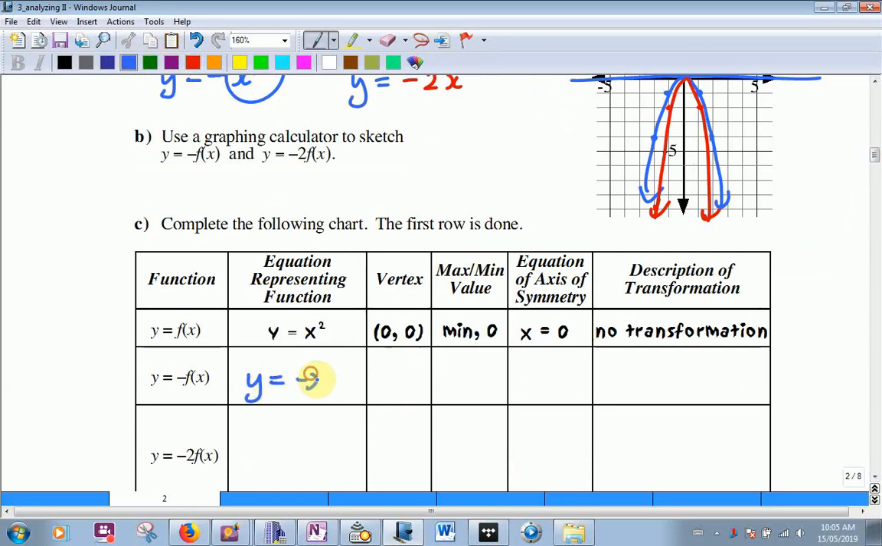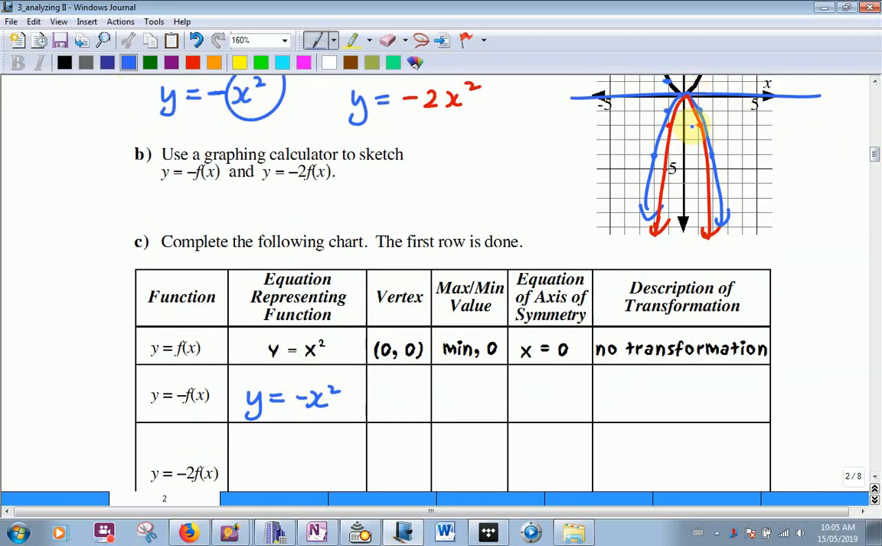So y is negative x squared. What happened to my vertex here? Anything? Nope. It's in the same spot. But does it have a minimum if it opens down? If it gets flipped, is there a minimum? No. These arrowheads mean it goes on forever and ever and ever, right? But it does have a maximum, yes. Okay? And the maximum point is 0 for this guy.